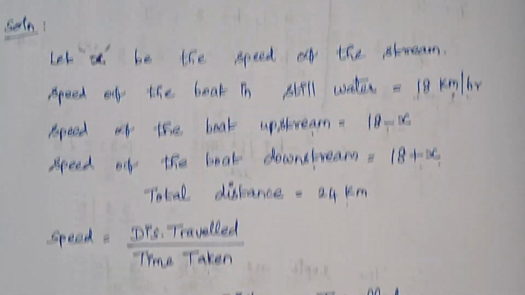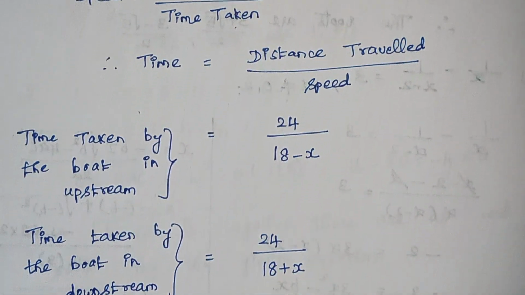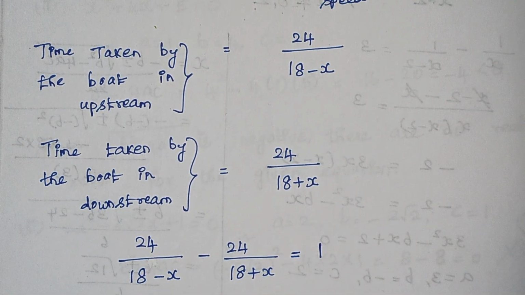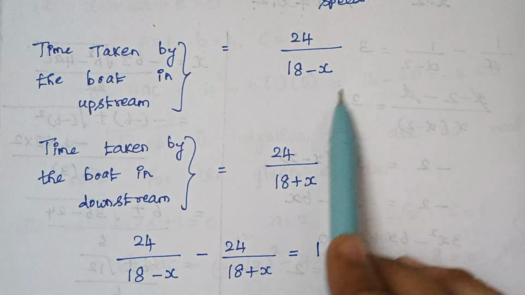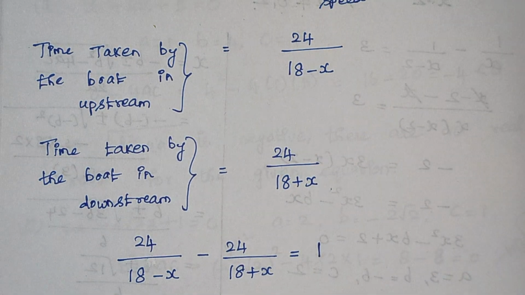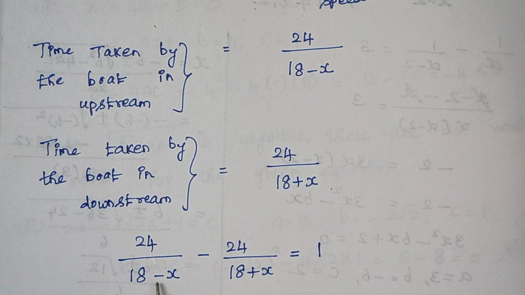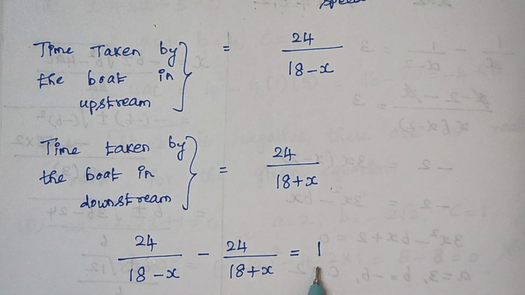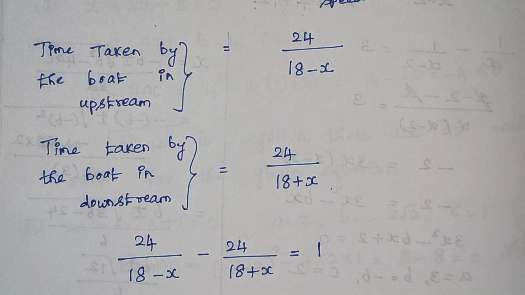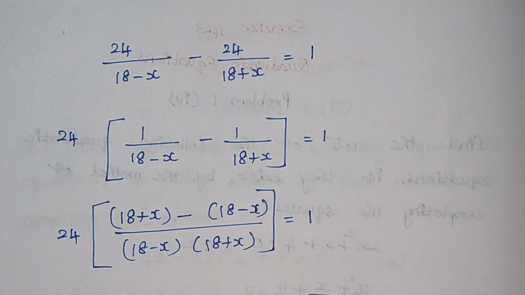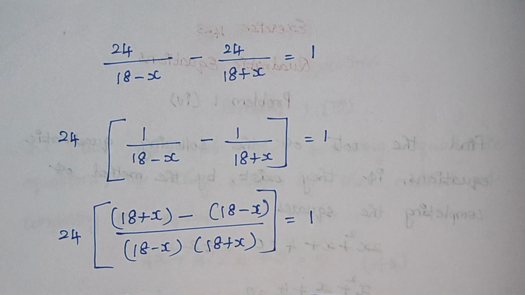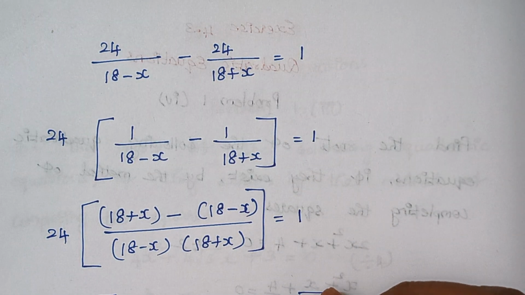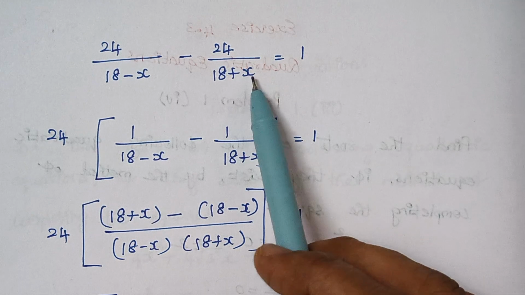So, here, now we are going to substitute the values. So, time taken by the boat in upstream and downstream, the difference between these two remains 1. So, 24/(18 - x) - 24/(18 + x) = 1. So, here the difference value is equal to 1. Now, we are going to solve this quadratic equation and find the value of x.